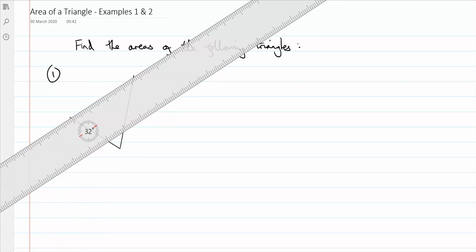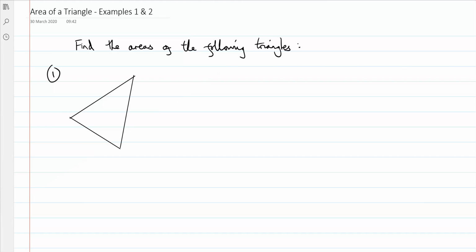Remember, this can be used in any triangle, it works for any triangle. Get rid of the ruler. A, B, C, and I'm going to give you this angle here. I'm going to make it 68 degrees. And I'm going to give this side as 4.3 centimeters and this side as 3.7 centimeters. So we're trying to find the area.